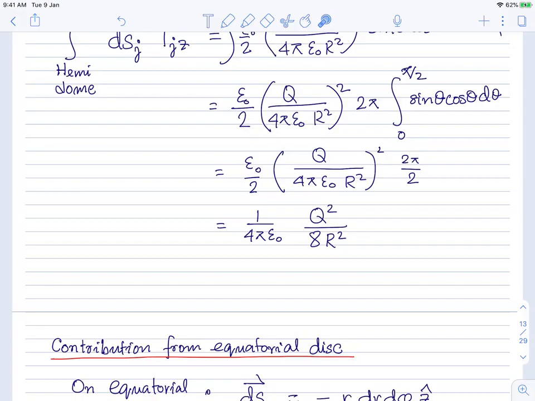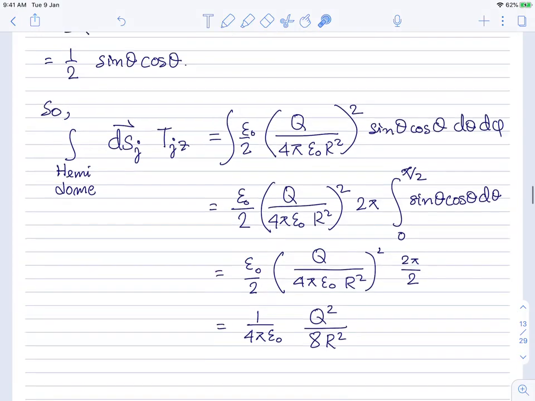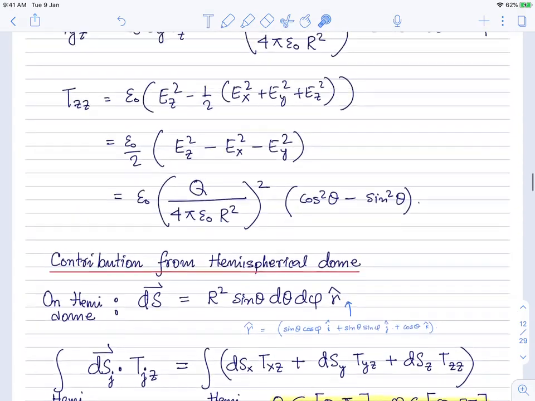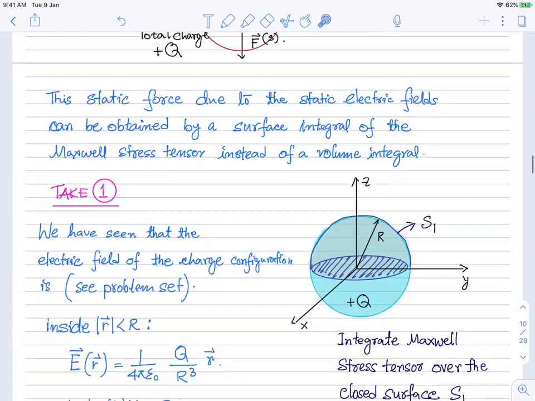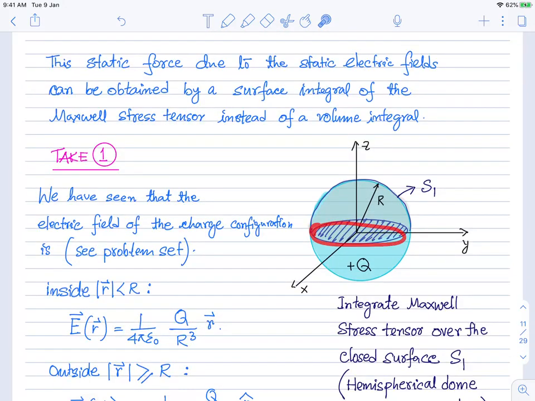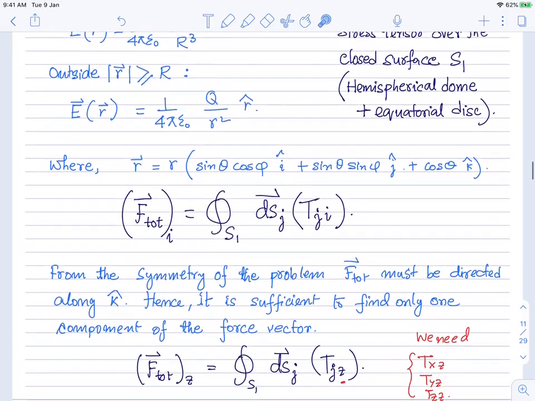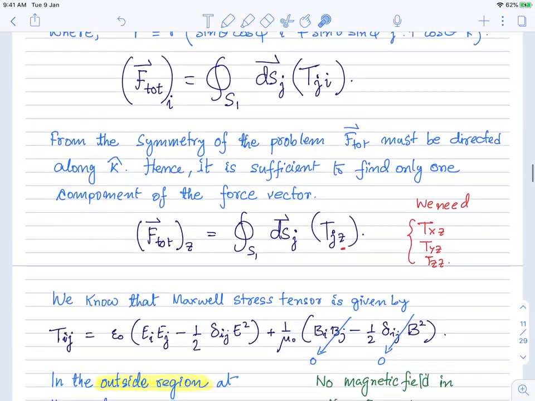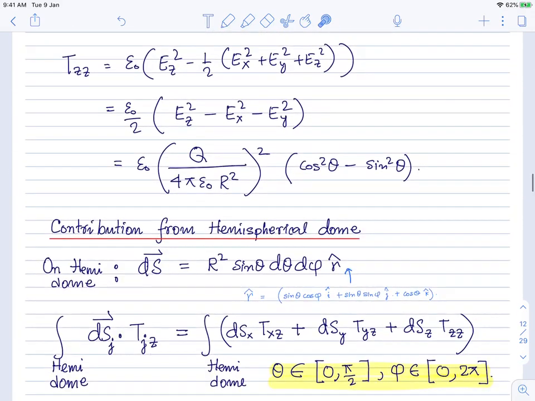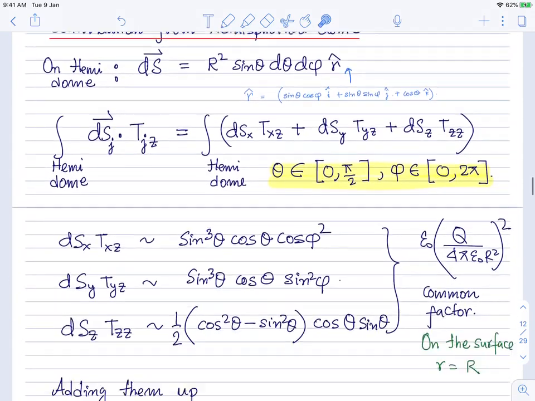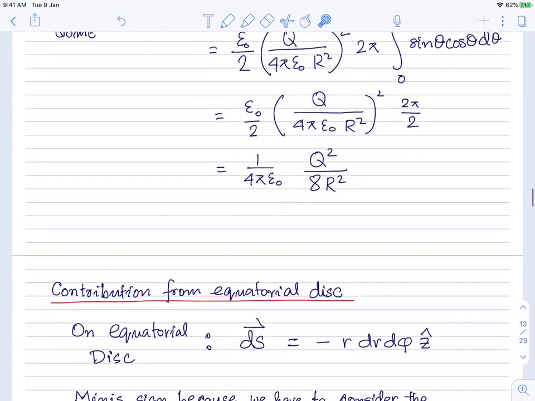Now this is not the full answer, because we also have the bottom of the hemisphere, which is this disk. So we also have to find and integrate the Maxwell stress tensor on this disk and find the contribution of that to the total force on the northern hemisphere. Okay, so we need to do that. So if we want to do that, then we have to find the Maxwell stress tensor on the disk. So that's the first thing that we have to do.